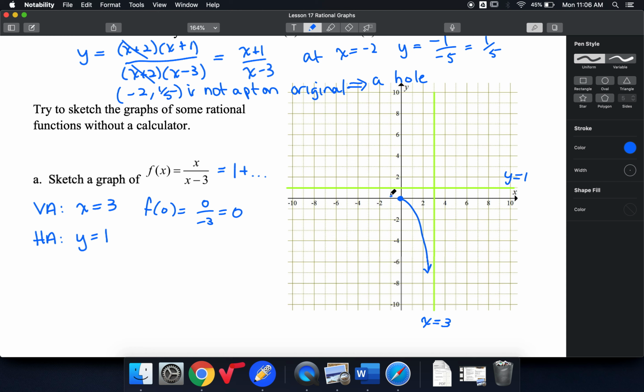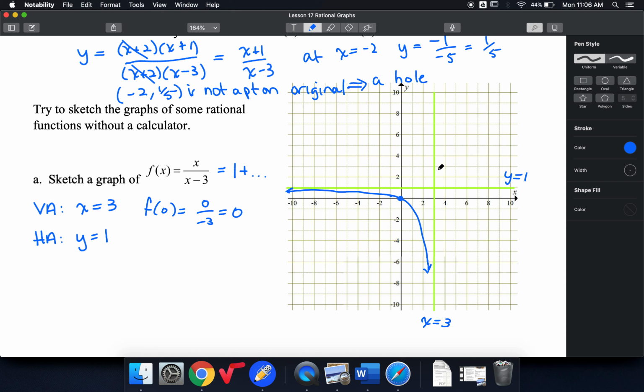Let's think about a really big value, like negative 10. So now I'm going to have negative 10 over negative 13. Well, that's closer to 1, but still less than 1, and it's always going to be less than 1 because my denominator value is going to be more negative than this value. So I'm going to approach it this way.